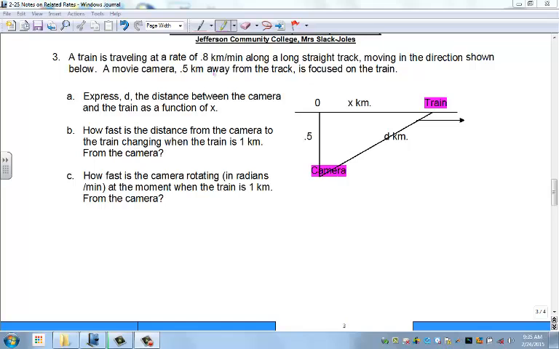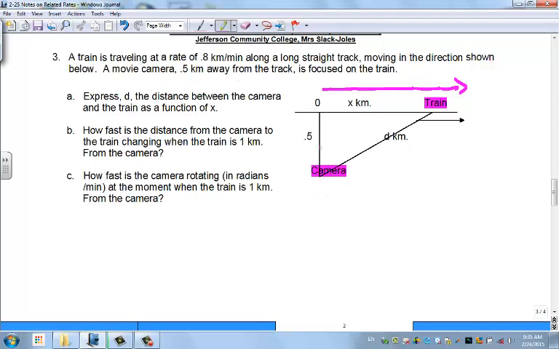So we've got a train, and it's traveling at a rate of 0.8 kilometers per minute along a long straight track moving in the direction shown below. So you see the train. I know my picture's not beautiful, but the train's going along this track. So the train and the direction it's going is represented by X. And then a movie camera 0.5 kilometers away from the track.